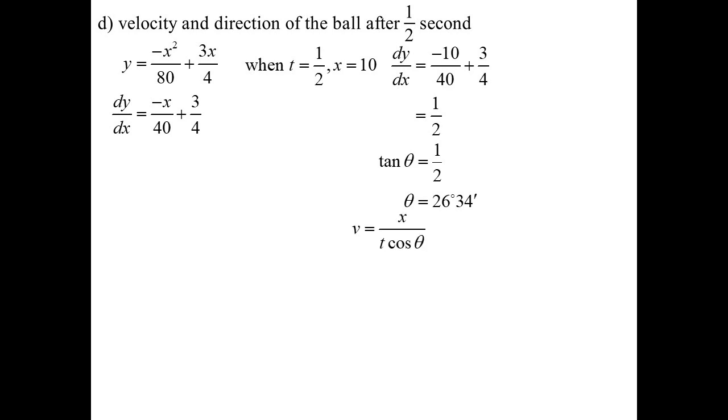The velocity and direction after half a second. All right, well, we're going to have to find the equation of the tangent here to get that velocity vector. So dy/dx is minus x on 40 plus 3/4. Now, after half a second, let's find all those values. Well, x is equal to 10, so dy/dx ends up being a half. So tan theta is a half, and we get our angle of 26 degrees 34. Now, velocity, that's going to be x divided by t cos theta. I'll just draw a little triangle up there so I can work out cos theta. You know, tan theta we just found out was a half, so the hypotenuse will be root 5. So there we get our velocity of 10 root 5.